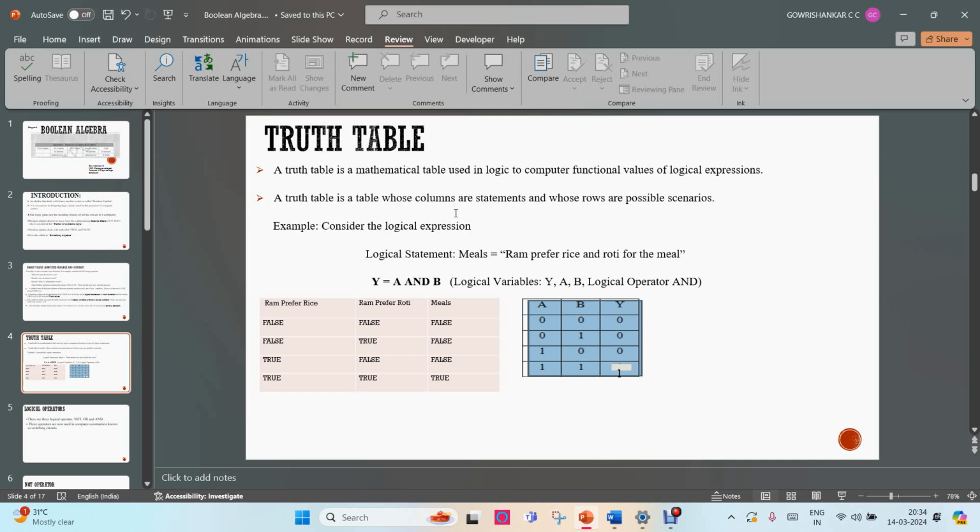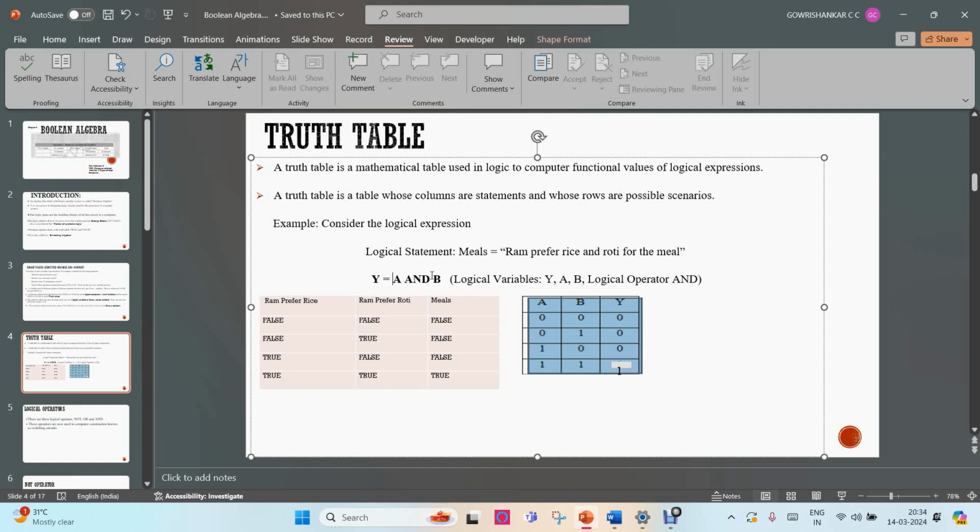We will look at the questions related to that. I will give one example. Consider the logical expression. The logical statement is meals: Ram prefers rice and roti for a meal. Means for lunch he prepares rice and roti. See, there are two conditions: he prepared rice and roti for the meal. For that we are going to write the truth table.